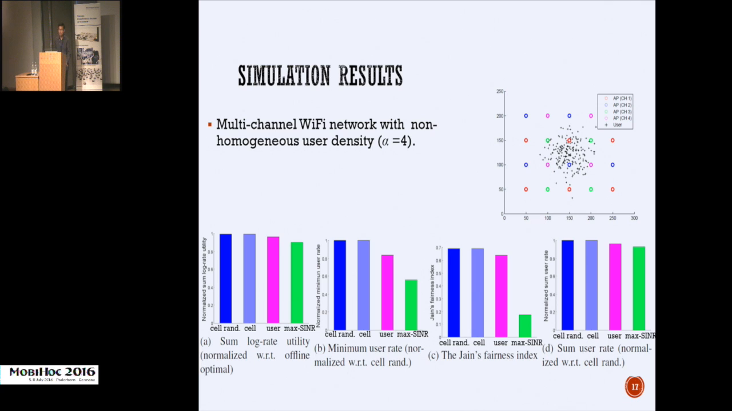So here we consider a multi-channel Wi-Fi network. There are a total of about 20 access points, and each of them operates on one of the 4 channels. We use different colors to represent different channels. In this multi-channel Wi-Fi network, the users are concentrated at the center. We can show that most realizations of this topology have the alpha value equal to 4, so the maximum number of potential associations of a user is 4. We can see that in this particular topology, the cell-centric schemes outperform the others in all 4 metrics.